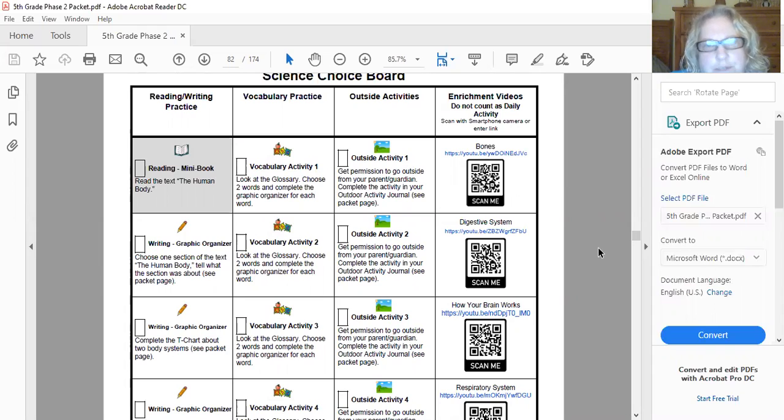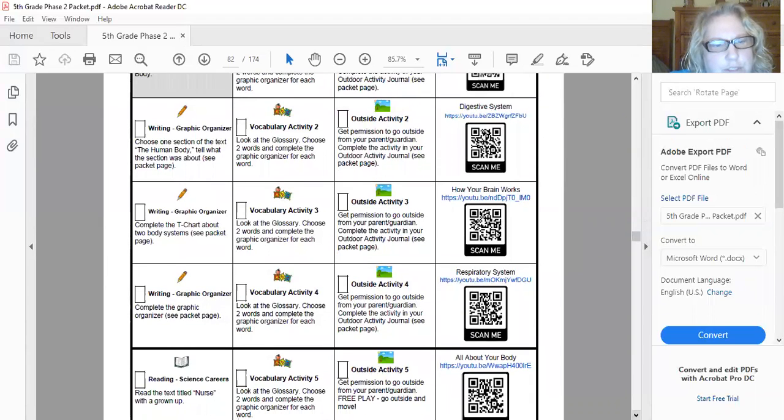See packet page. We'd have to go down to that. Here are watching videos. You can watch any of those videos on YouTube. Look at the glossary of the science human body book. Choose 2 words and complete the graphic organizer for each word. I mean, these are easy things to do, but I wanted to make sure that you actually knew what I was referring to when I kept saying science choice board.